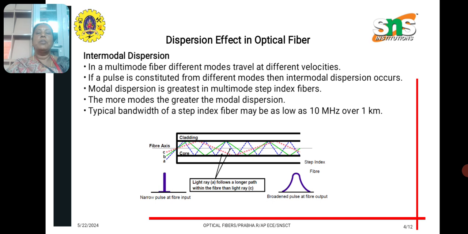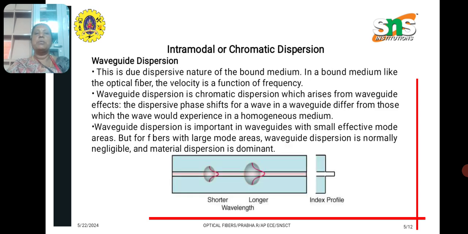So in the diagram we can see the multimode fiber. There are different modes traveling, and because different modes travel at different velocities, intermodal dispersion occurs. And another type is waveguide dispersion. It is one of the classifications of intramodal or chromatic dispersion. This is due to the dispersive nature of the bound medium. In a bound medium like the optical fiber, the velocity is a function of frequency.